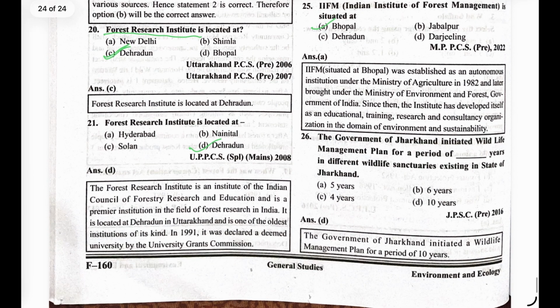Government of Jharkhand initiated the wildlife management plan for a period of 10 years. This period has already passed.